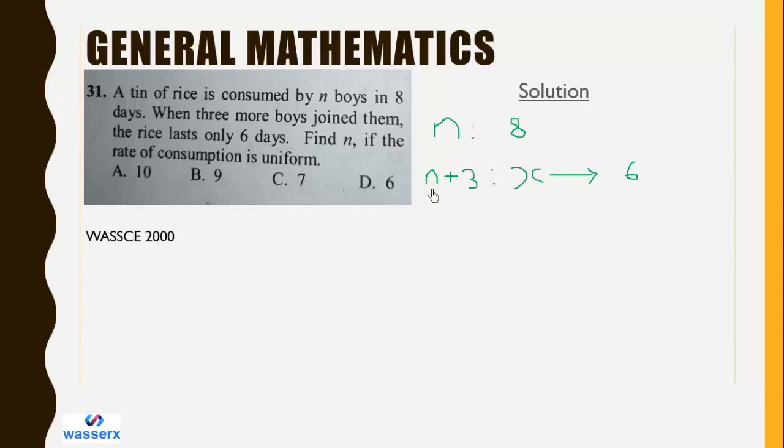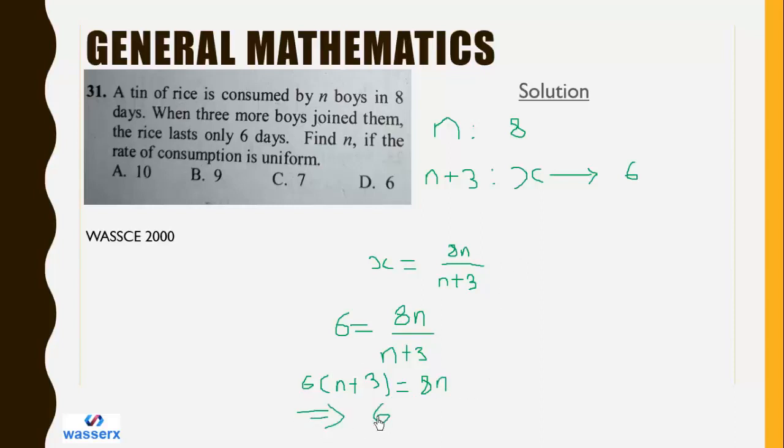So if n boys took 8 days, then n plus 3 boys will take fewer days. So if less, more divides. So we are going to get 8n over n plus 3 is equal to x. And we know this x is actually 6. So we have 6 is equal to 8n over n plus 3. So we now solve for n by cross multiplying. So we now expand. So this implies that 6n plus 18 is equal to 8n. So we group like terms to obtain 2n is equal to 18 and n is equal to 9.